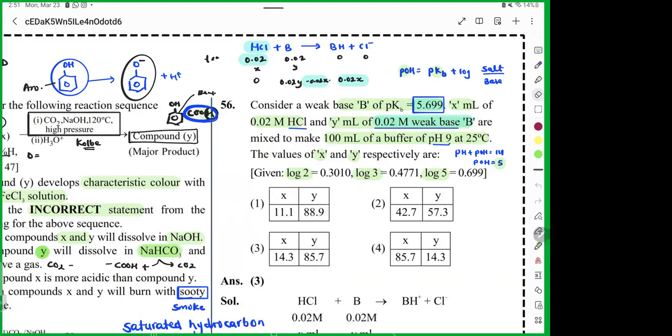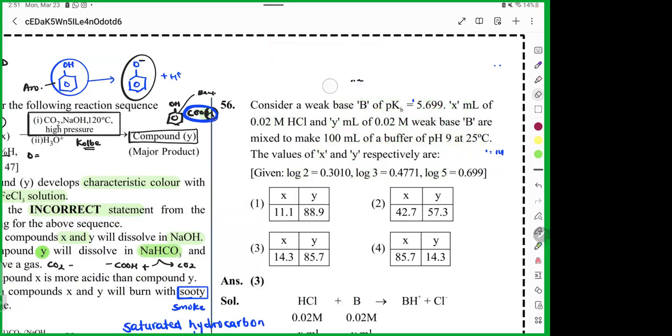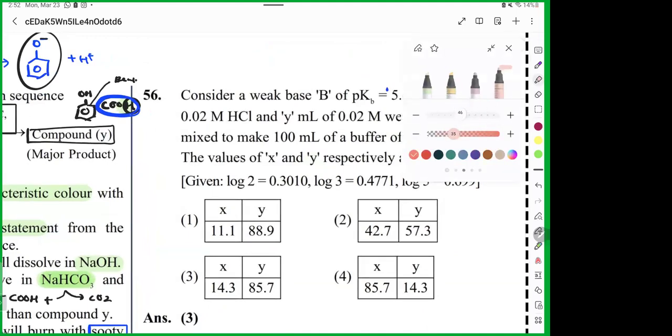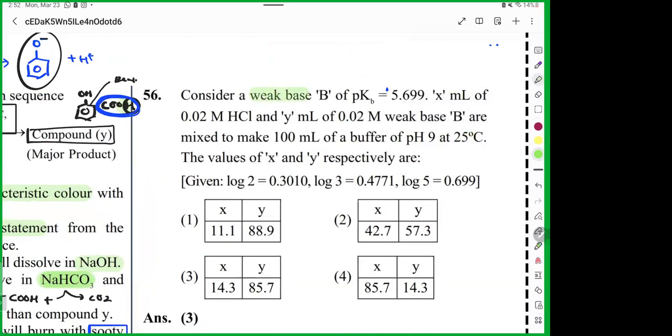So, in this question, what is given? Understand once again, because many of you are not sure. Correct? Look at this. You have weak base with this value. In buffer solution, whenever you have weak base, how do you calculate? You calculate like pKb log salt by base. This is the formula for weak base.